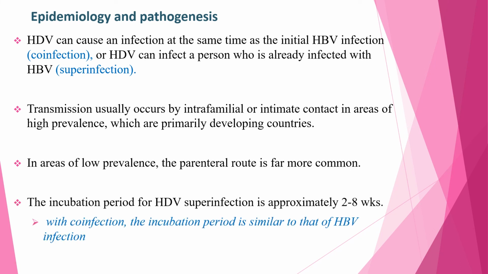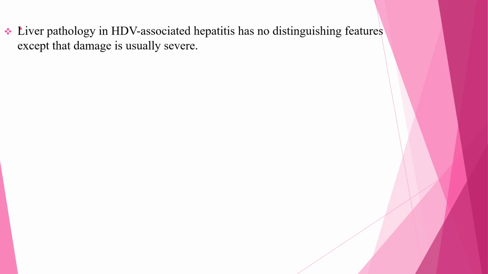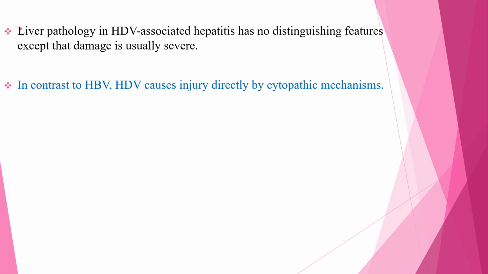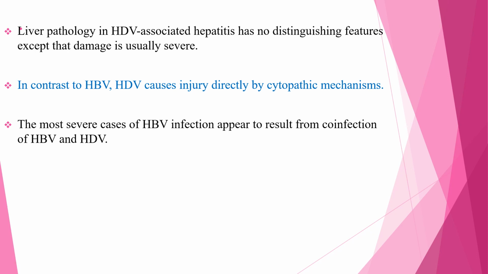The incubation period for hepatitis D virus superinfection is approximately 2 to 8 weeks. With co-infection, the incubation period is similar to that of hepatitis B virus infection itself. Liver pathology in hepatitis D virus associated hepatitis has no distinguishing features except that damage is usually severe. And in contrast to hepatitis B virus, hepatitis D virus causes injury directly by cytopathic mechanisms. The most severe case of hepatitis B virus infection appears to result from co-infection of hepatitis B virus and the D virus.